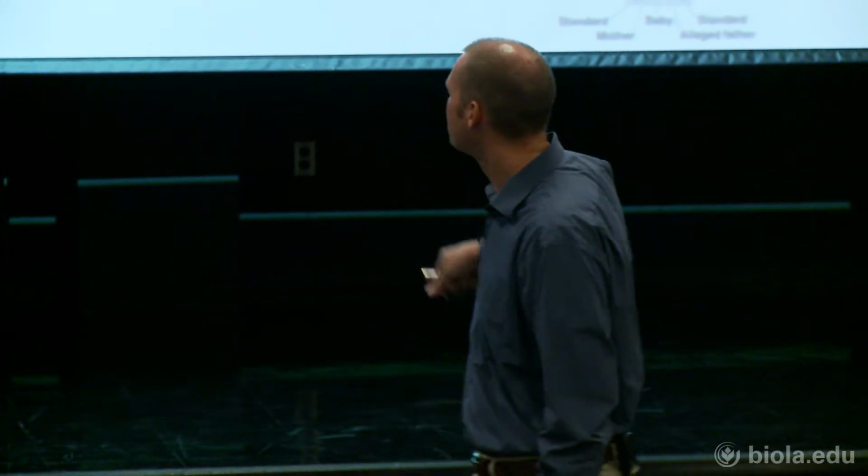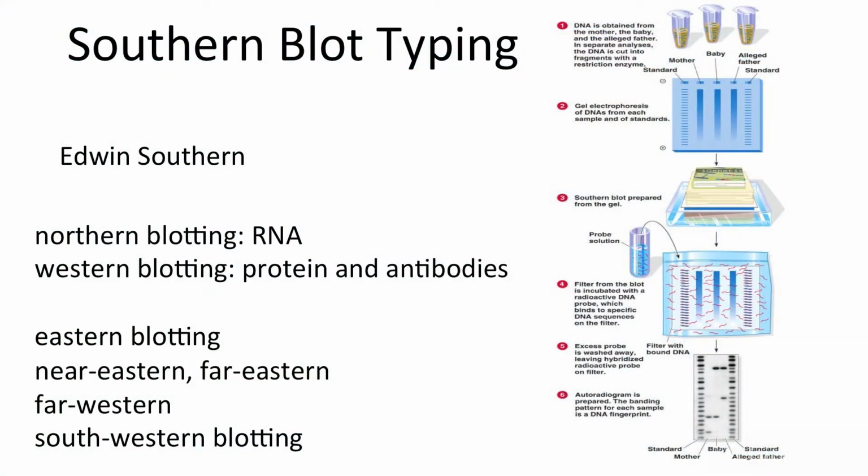Don't worry about all these, but there's Eastern blotting and Near Eastern and Far Eastern and Far Western, and it's just basically changing what we ran out on the gel and how we're probing it. So anytime you change what you're looking for and what the probe is, they just named it something directional. Now, there was no Mr. Northern, there was no Mr. Western. These are all just jokes made on the original guy that developed it. So, all right, I just want you to understand that you can probe a blot in order to do genotyping, right?